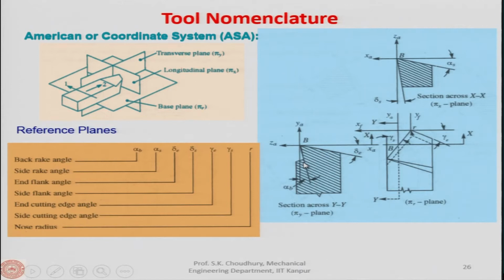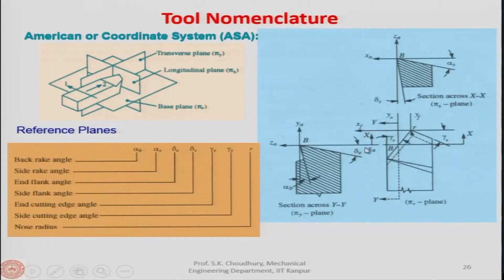Similarly, there will be 2 flank angles. Since there are 2 rake angles, there have to be 2 flank angles as well. So, one is the end flank angle delta E, and another is the side flank angle, so this is the delta S. So, these are the 2 sets of angles, 2 rake angles and 2 flank angles, in the coordinate system, and this coordinate system is also called the American system, because it is used in the United States.